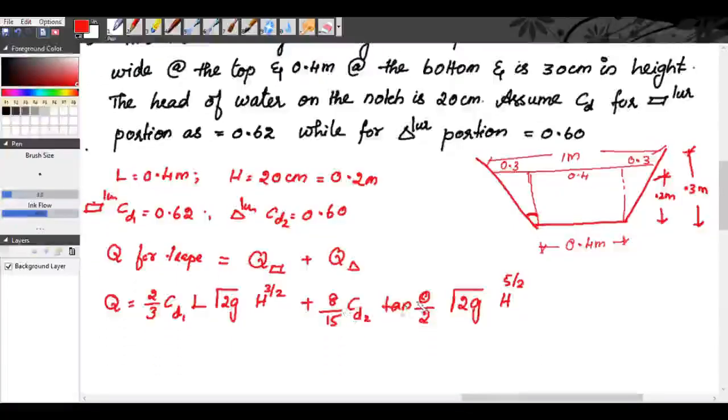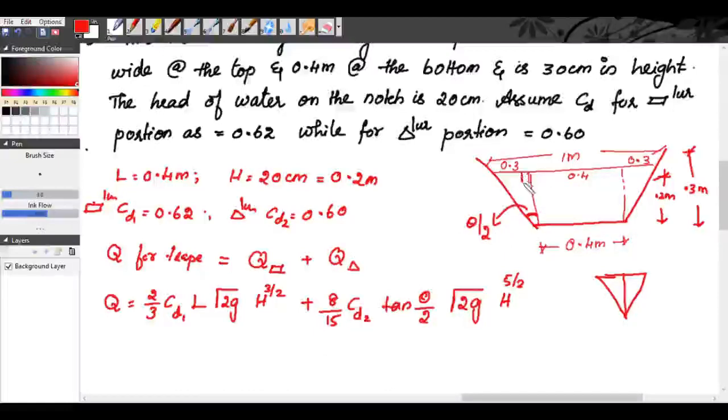So we need what is theta, right? So this is theta by 2. We have one triangle here and another triangle here. So this angle is theta by 2 and this angle is theta by 2. So totally it becomes theta. So now it is enough to find theta by 2.